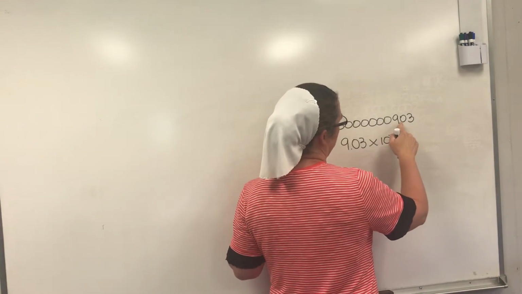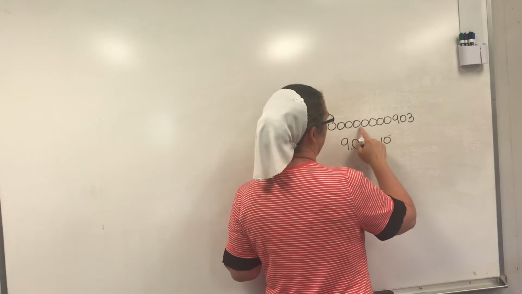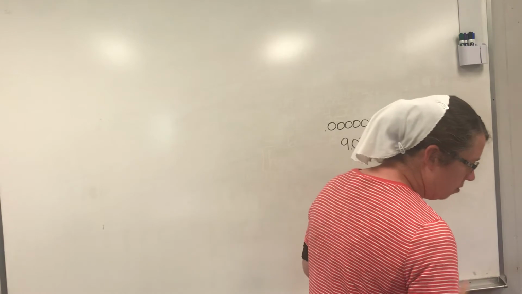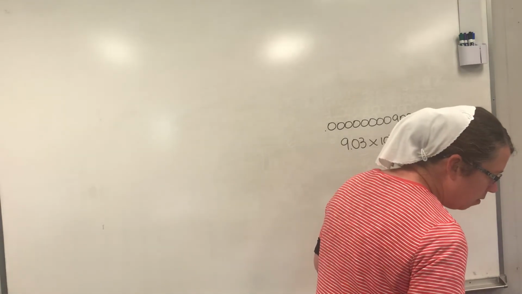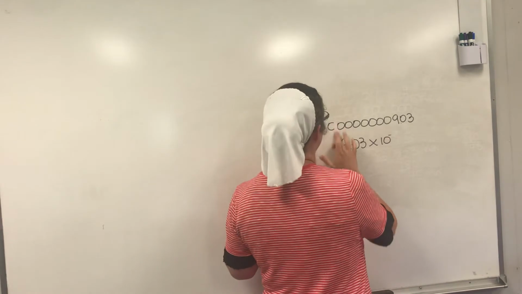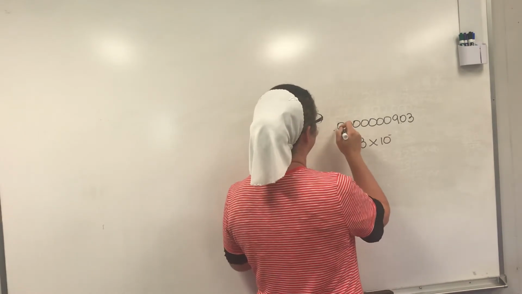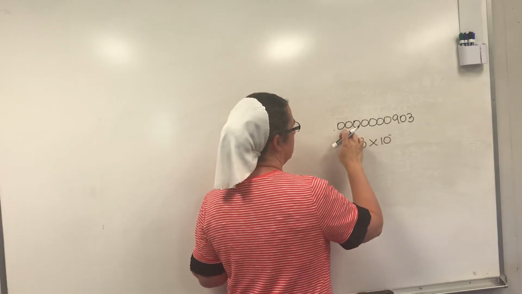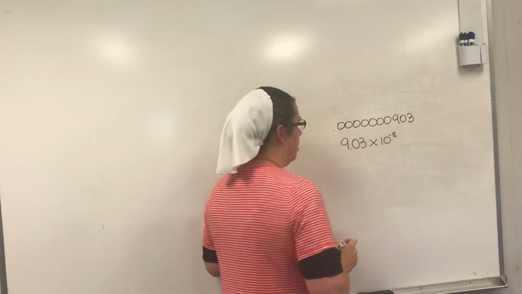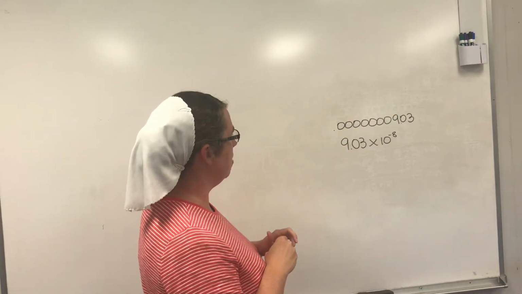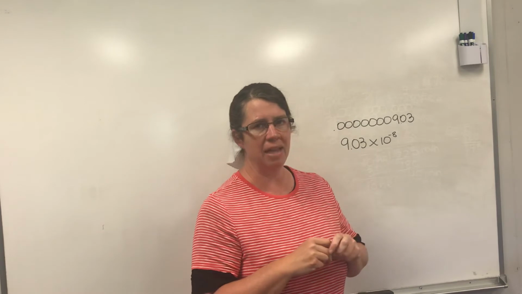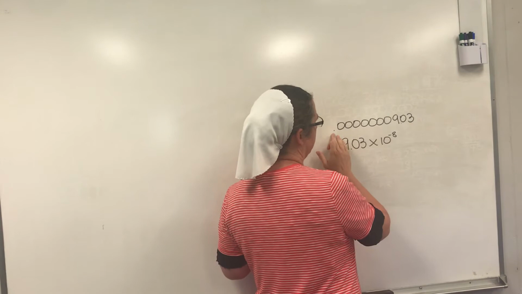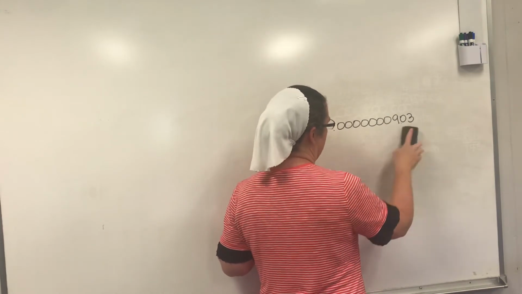So if it's here, we would have to move it 1, 2, 3, 4, 5, 6, 7, 8, 9. Oh, I have too many zeros. Yep, I added one too many zeros. So it's here, 1, 2, 3, 4, 5, 6, 7, 8. 9.03 times 10 to the negative 8th power. So we had to move it back to the left. So that's why we write it a negative 8.